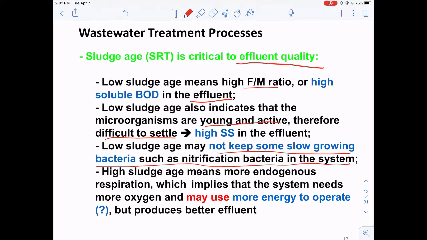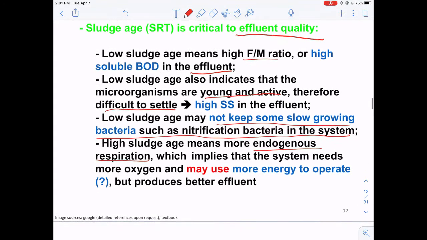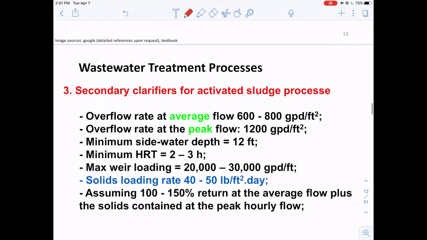And also we don't want a high sludge retention time, mainly because if there is a high residence time of the bacteria in the system, then that will cause endogenous respiration, which means that the bacteria are going to decay themselves, which means that the system needs more oxygen and may use more energy to operate.